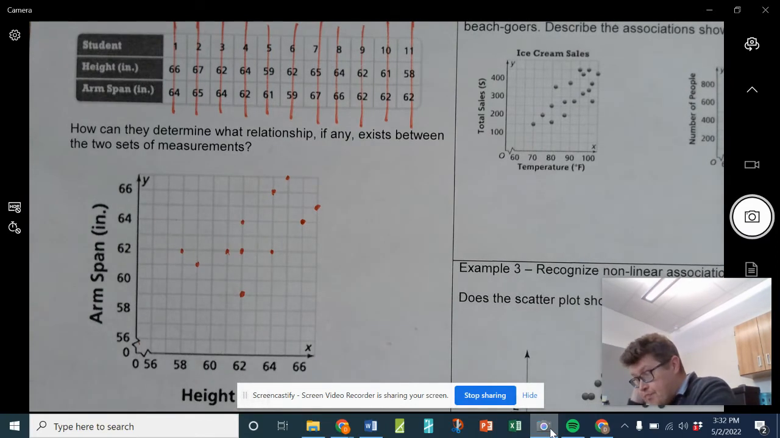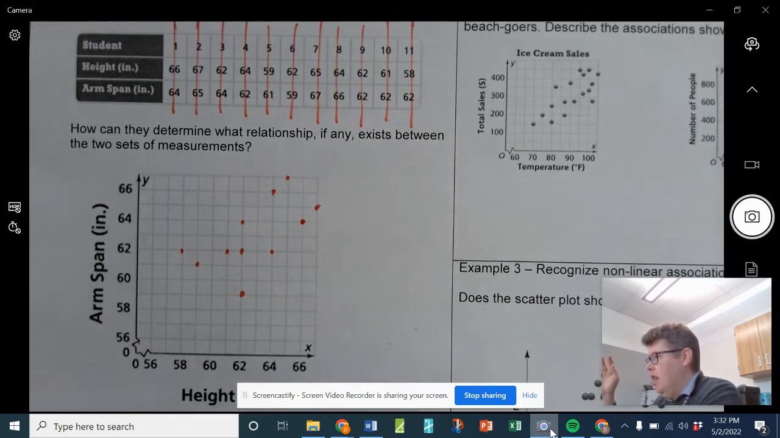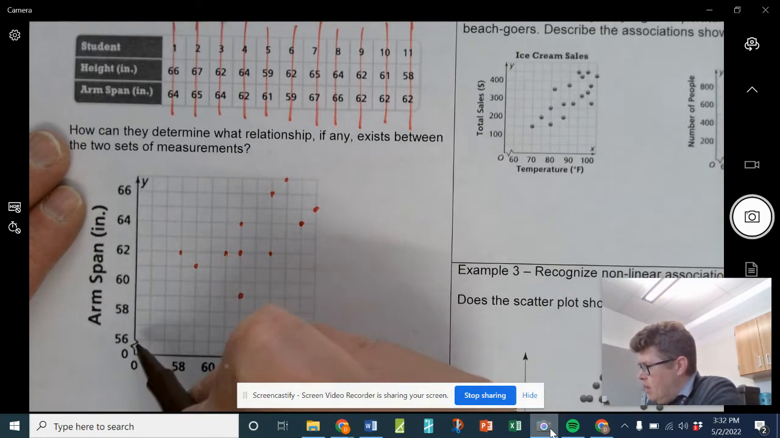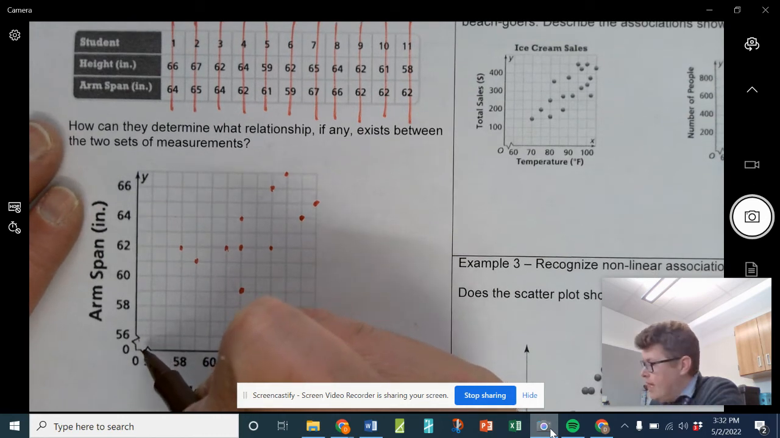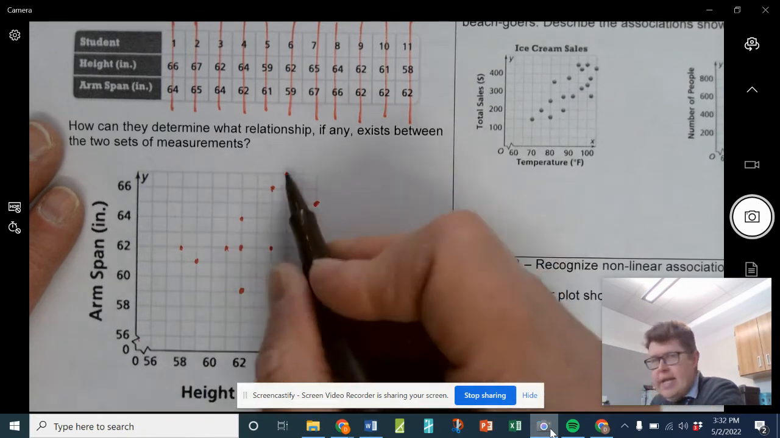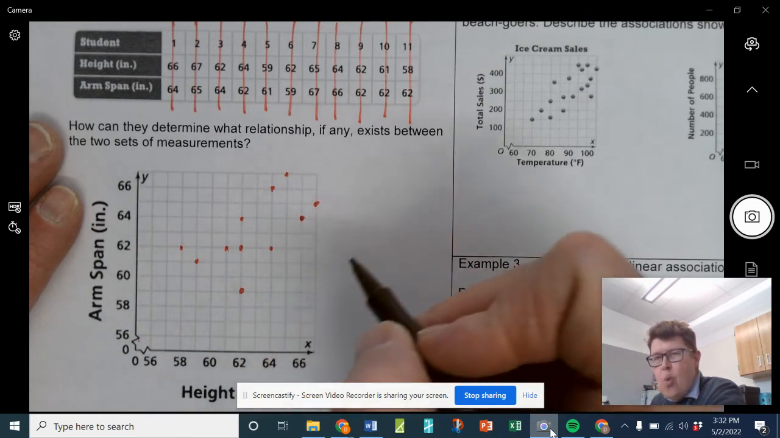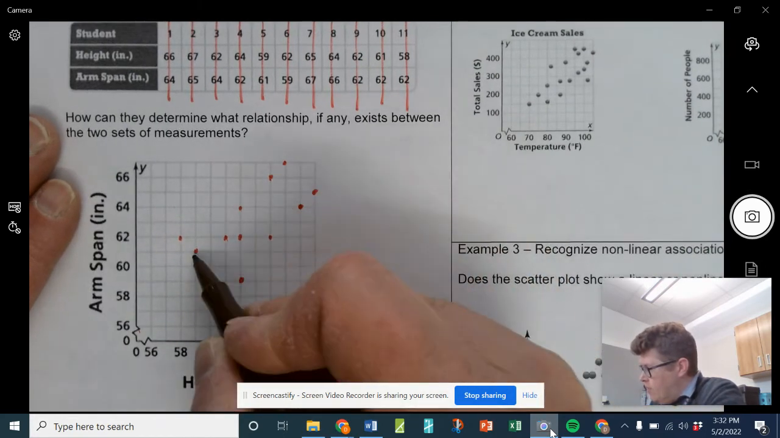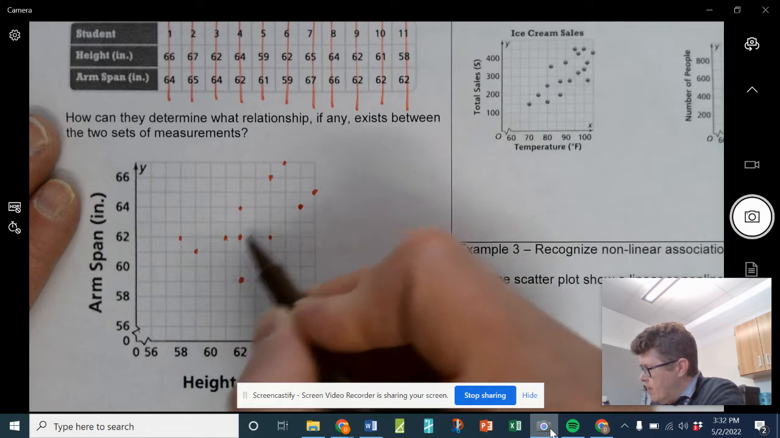Yeah, so how can they determine what relationship, if any, exists between the two sets of measurements? Well, from what I can see, we have a general upward trend. So we can kind of draw a trend line here. Now, the trick with drawing a trend line is you want to get as many points on one side as you have on the other. So try to get an equal amount of dots on one side of the line as you have on the other, right? So let's see, 1, 2, 3, 4, 5. 1, 2, 3, 4, 5.